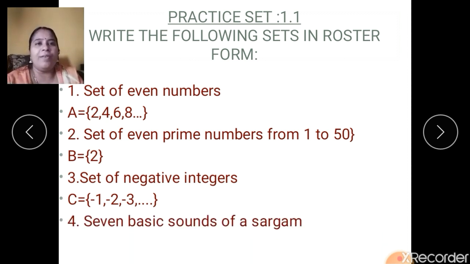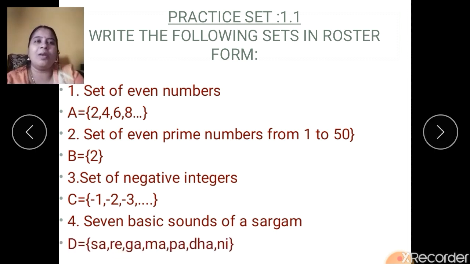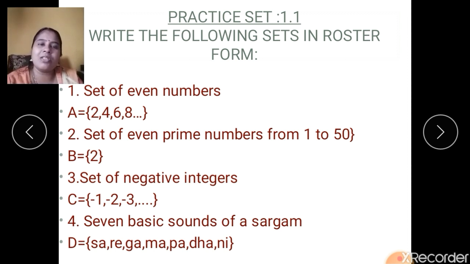Now it is not that always it is restricted. Sets is restricted only to mathematical terms, mathematical concepts and all. Look at the fourth sum. 7 basic sounds of Sargam. Now Sargam, 7 basic sounds. I hope you know that it is sa, re, ga, ma, pa, dha, ni. Do not repeat sa again because repetition of elements is not allowed. So we restrict ourselves to these 7. So these are those 7.